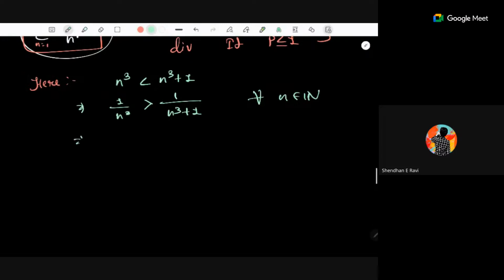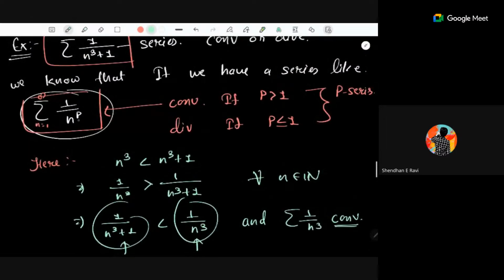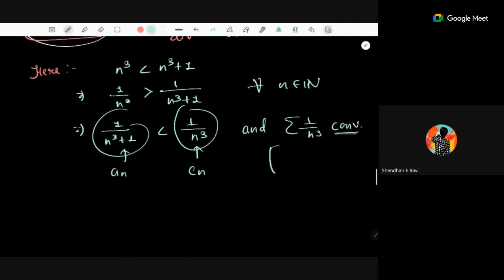So that means what do we have? We have that 1 by n cube plus 1 is strictly less than 1 by n cube, right? So this is our an, and now this 1 by n cube can work as a cn, and more than that we have that summation 1 by n cube converges. Why does it converge? Because of the p series. Here p is equal to 3, which is strictly greater than 1, so summation 1 by n cube converges.